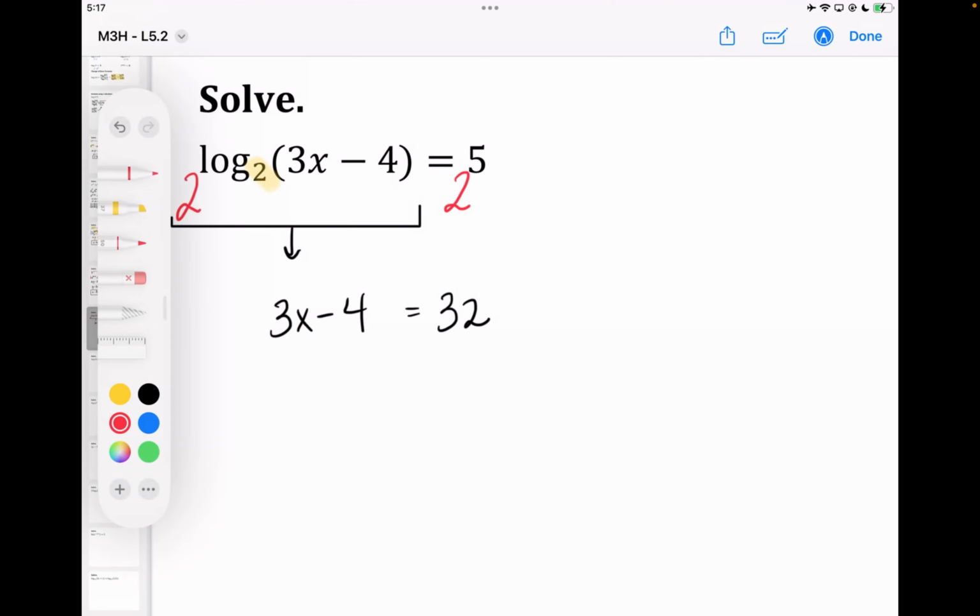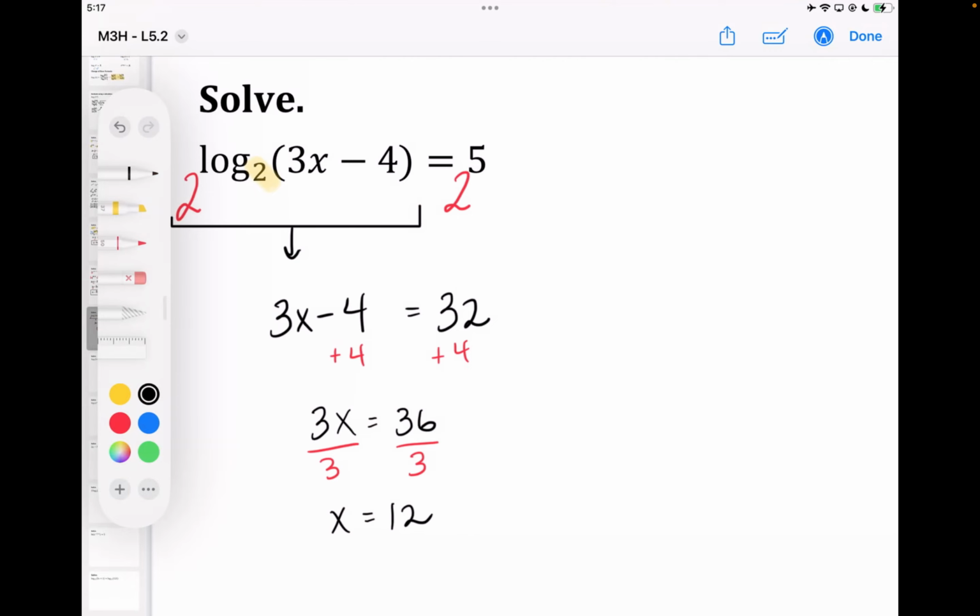And then I just have to go ahead and solve. So I add 4 to both sides, and I end up with 3x equals 36. Then I divide both sides by 3, and I'm left with x is equal to 12.